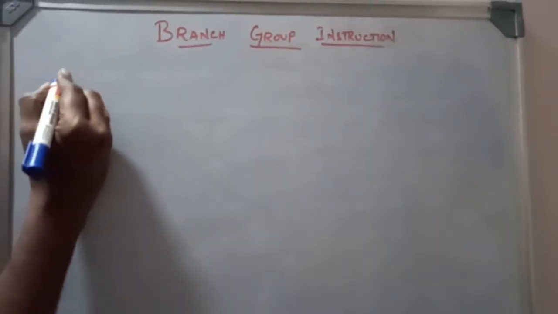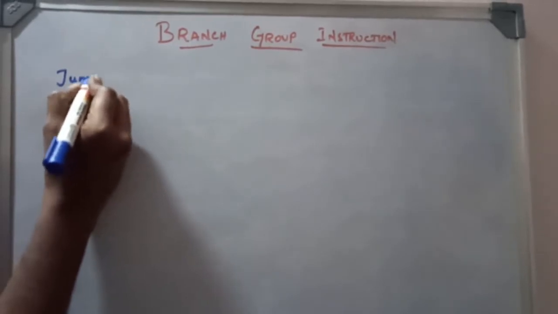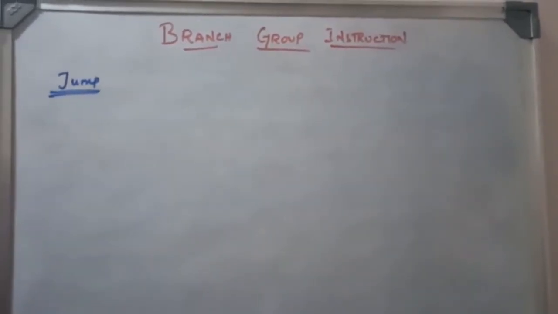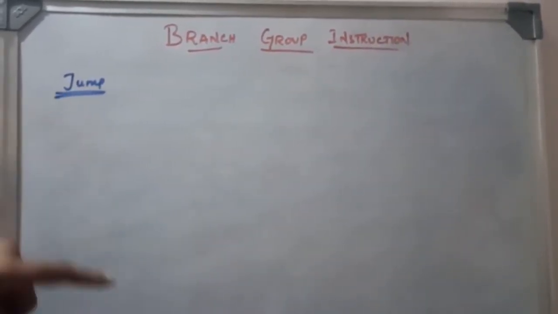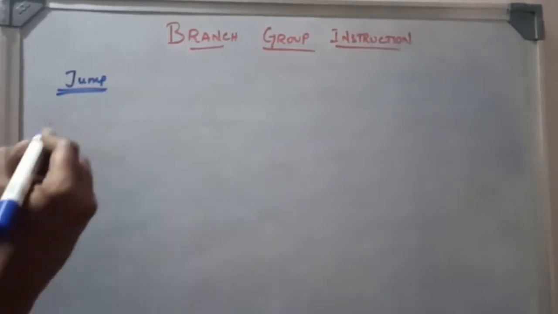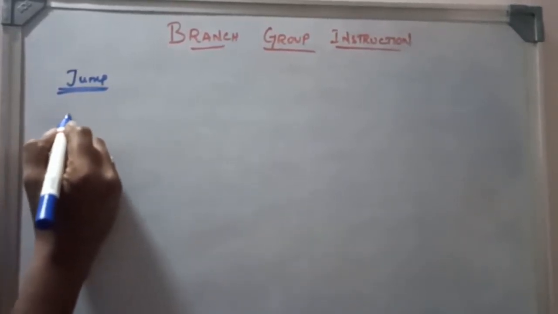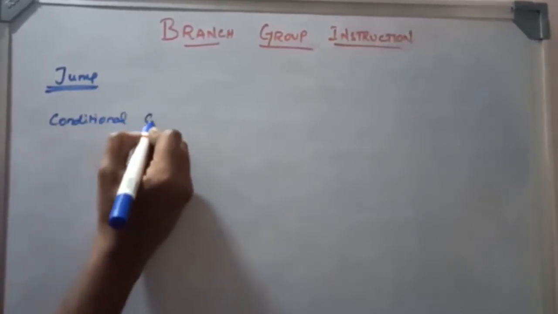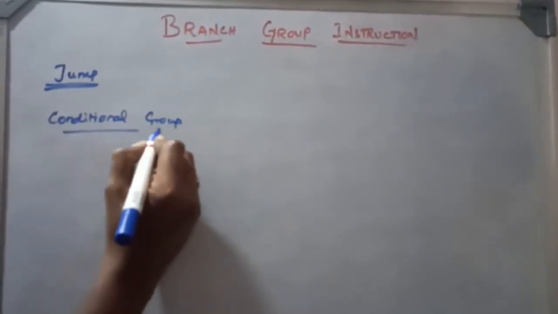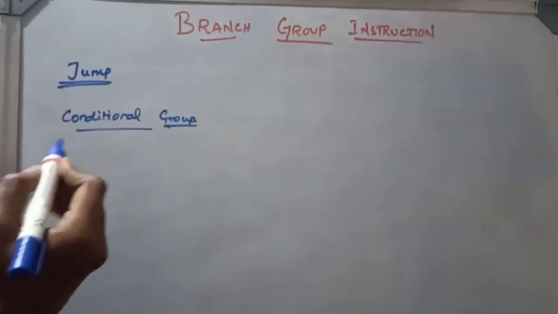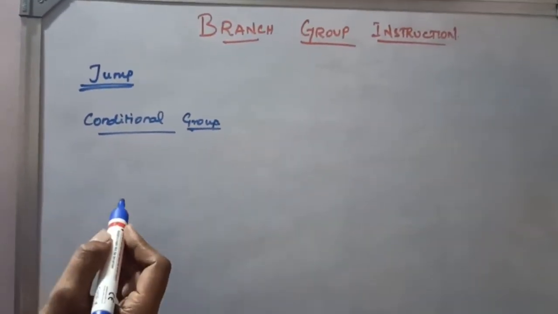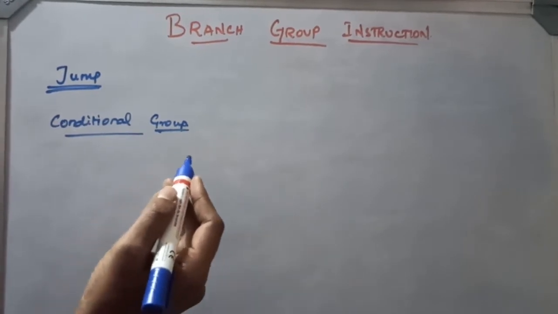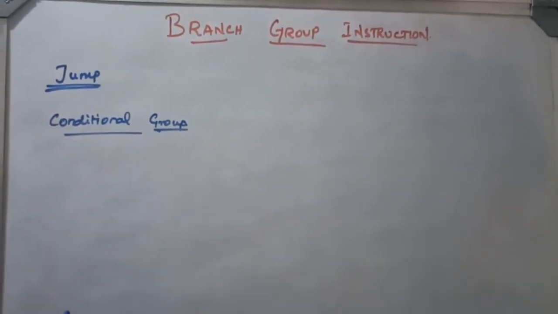The first function is jump. Now we will check the response of the jump function in the conditional group and also the unconditional group. First, we check the conditional group. In this conditional group, check the condition. If the condition is true, the specified location goes to the program counter.